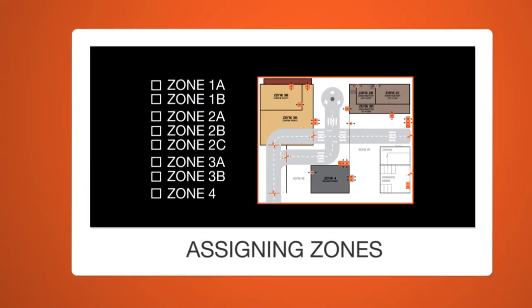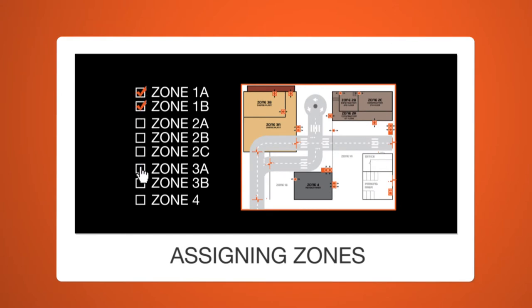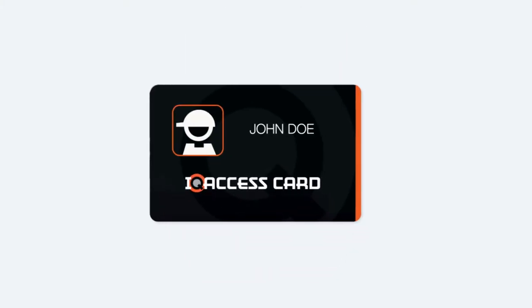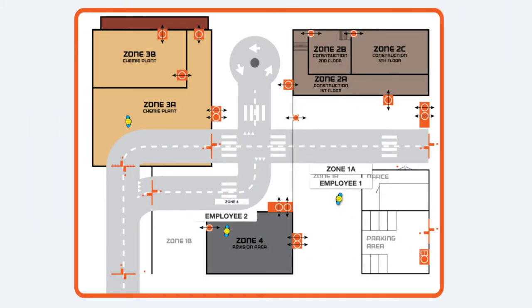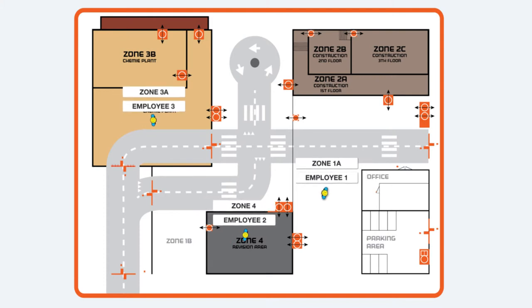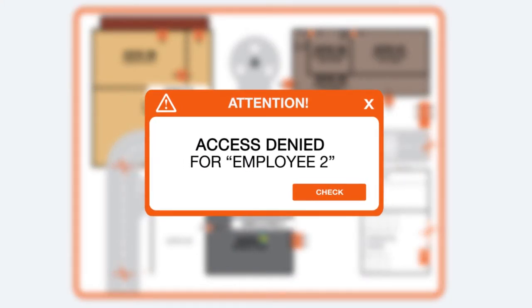Next is assigning zones to which card users have access. An access card with a picture of the user is printed by the security officer. The cards allow real-time monitoring of users. You will also get a notification when there's a deviation.